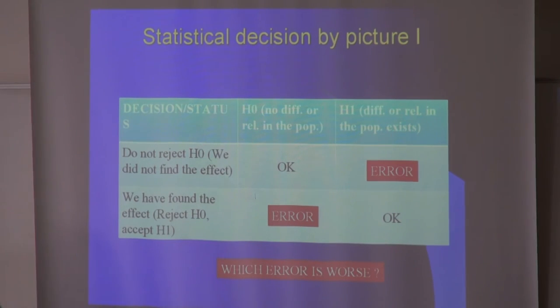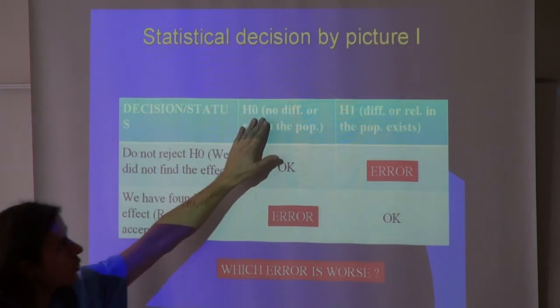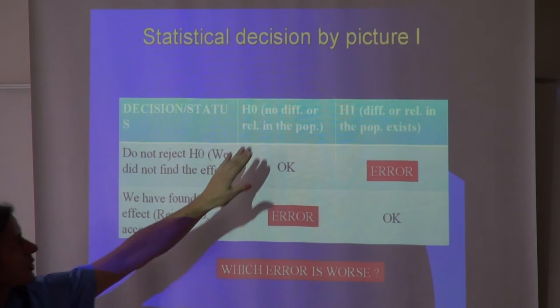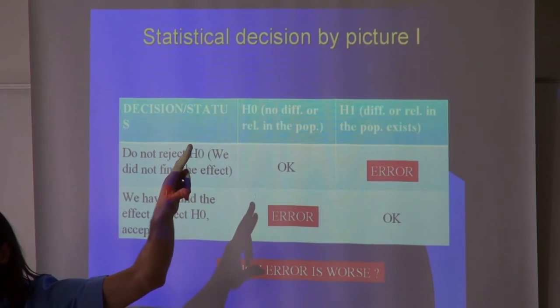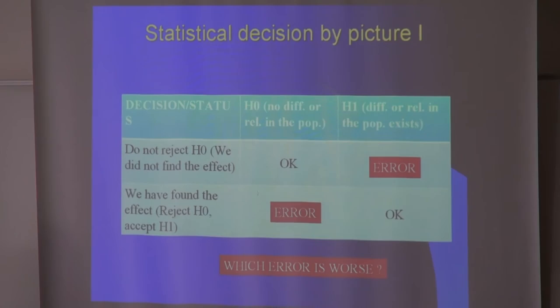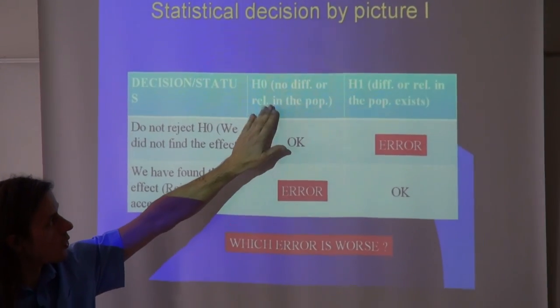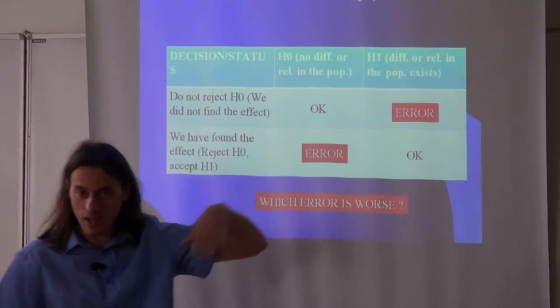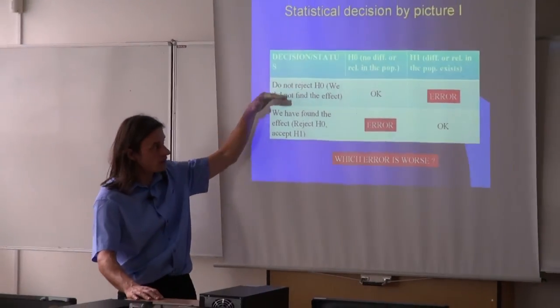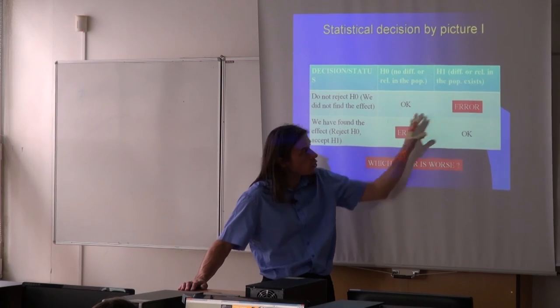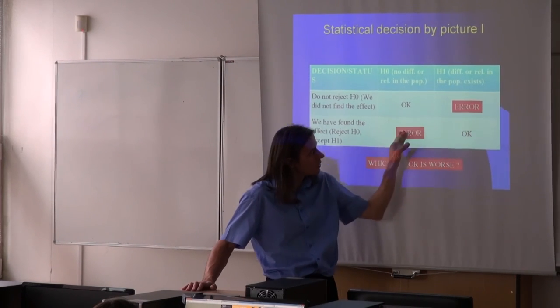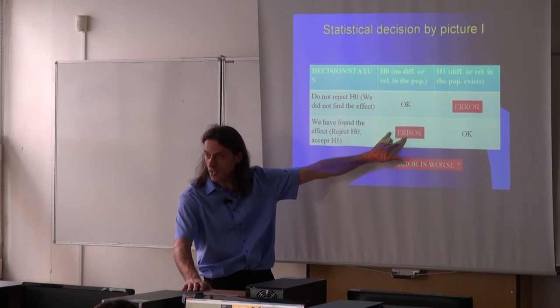Okay, so once again, we are in the same table, only the description for columns and rows is different. Here we have columns which say that in the population, H0 or H1 is true. Once again, there is no third status. Only no difference or no relationship, or difference or relationship can exist. Nothing else. And we have to decide. And once again, some decisions are correct, some are not correct. We can make an error, the first one and the second one. And once again, this one is worse.